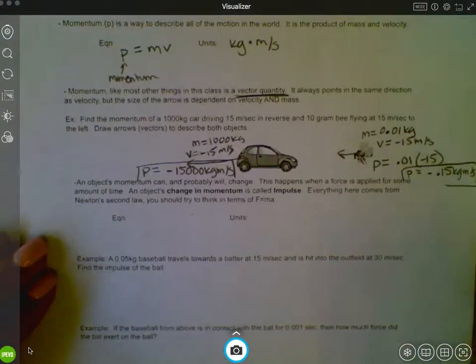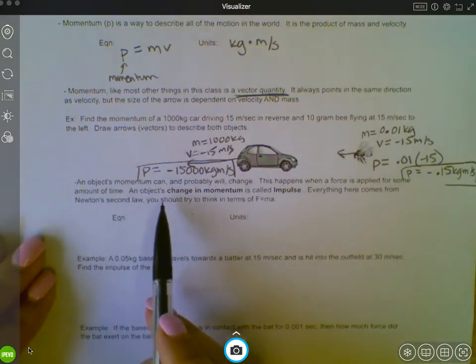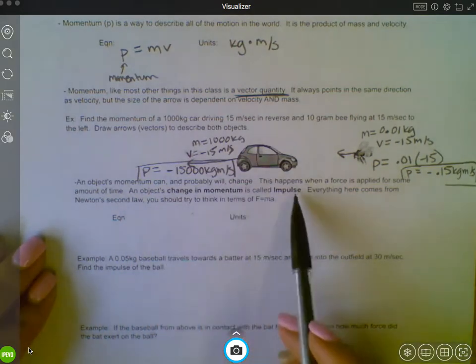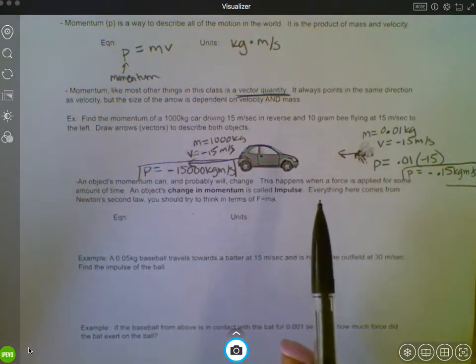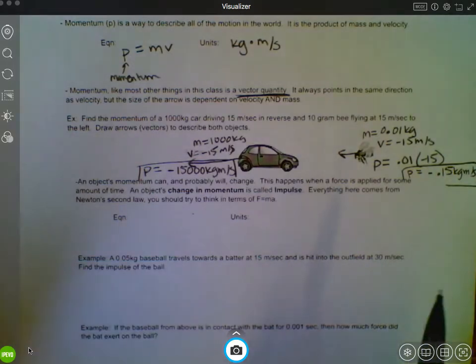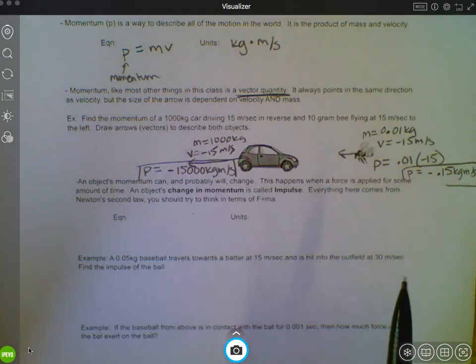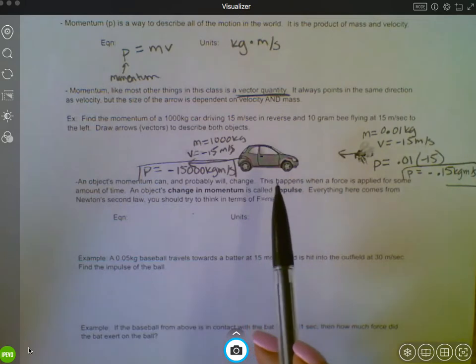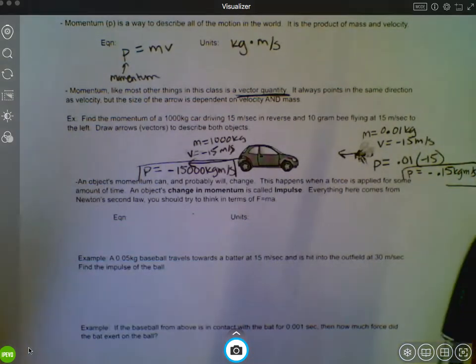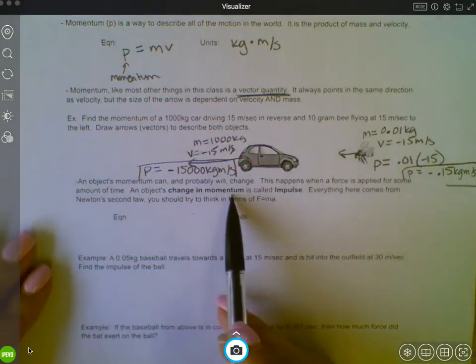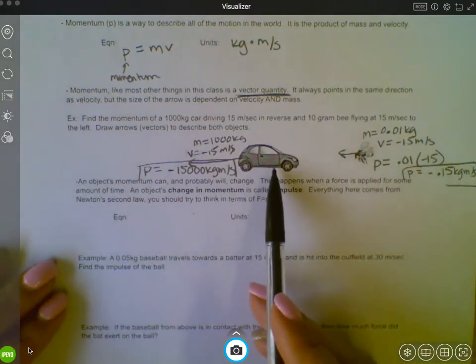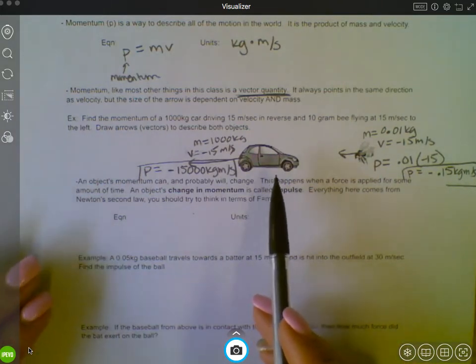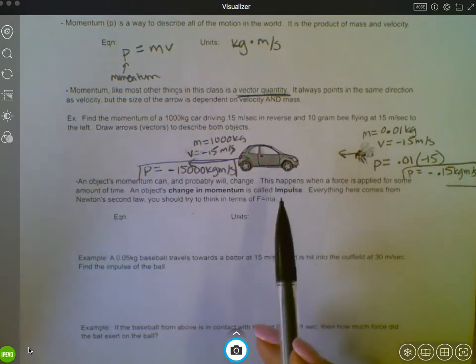Now, an object's momentum can and most likely will change. This happens when a force is applied for some amount of time. To change the momentum, you have to change the velocity or the mass of an object. For most objects we just change the velocity because it's easiest. If I want to change the momentum of my car, I press on the brake, I exert a force, and I change the velocity of the car. The change in momentum is caused by a force applied over some time. So in order to slow my car down and change its momentum, I have to apply a force, the brakes, over some period of time.